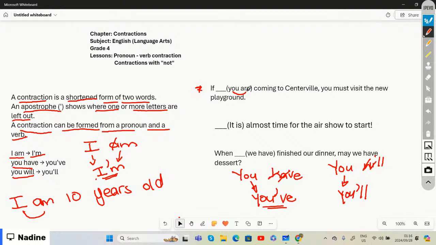And if we were to find the contraction of you are, and then we're going to say if you're, because you, which is the pronoun, stays the same. We remove the a, put the apostrophe re. So we say if you're coming to Centerville, you must visit the new playground. So you're is shortened for you are.